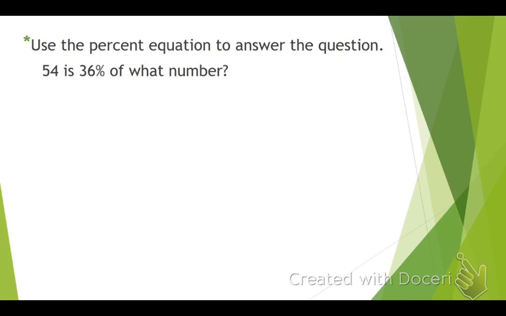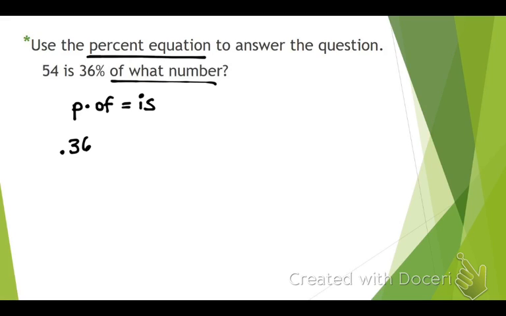This one, you found similar ones like this on your test yesterday. Use the percent equation to answer the question. Main thing I really want you to make sure that you're doing, use that percent equation. The question is asking you, 54 is 36% of what number? What is the percent equation? Do I have to change the percent to a decimal? Yes. 36% means the same thing as 36 over 100. 36 over 100 is 0.36. That's why we do it like that, okay?